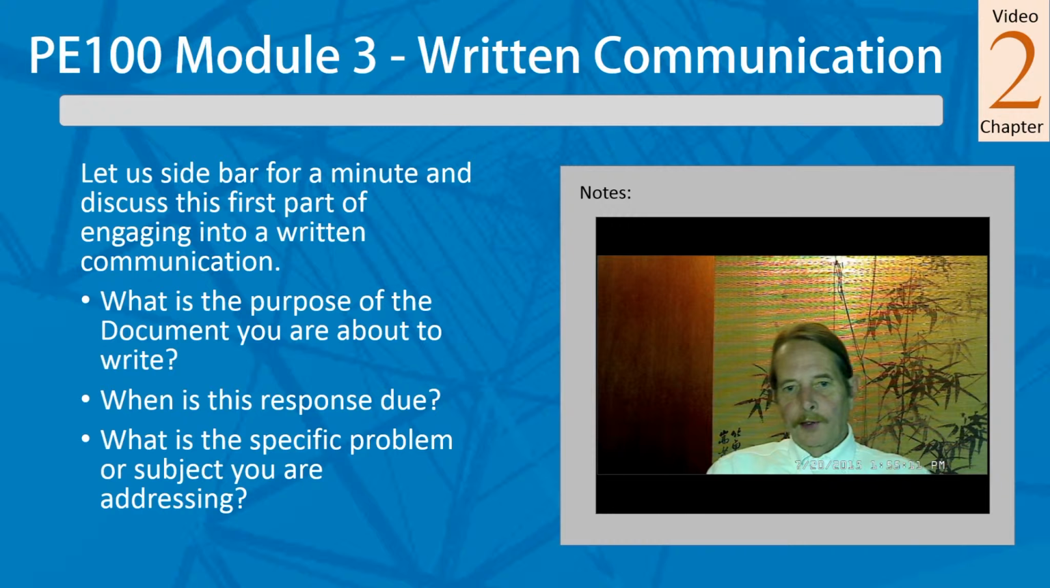Okay, as we move into written communication, we're going to start at the first steps we need to do. And this is the first part of engaging into a written communication or document. The first things we need to know are what is the purpose of the document you're about to write. Goes back to what we said in verbal communication, and we'll get into it as well in electronics. Make sure you know what the problem is that you're about to address, so you know what the specific type of document or email or verbal communication will be.